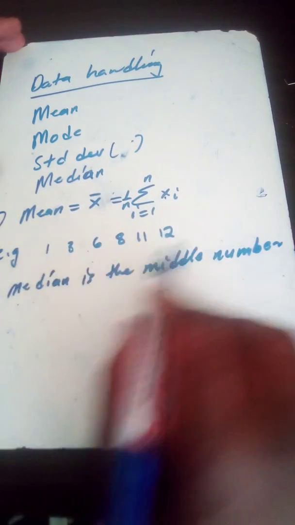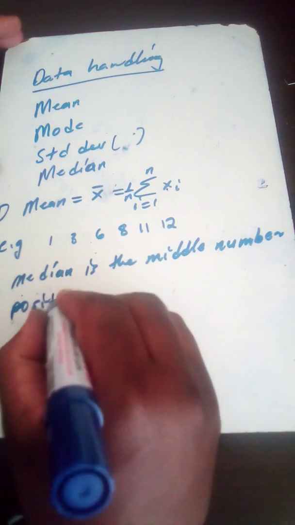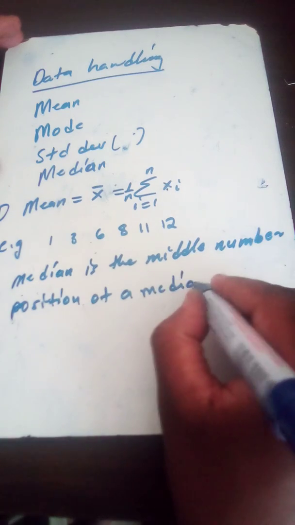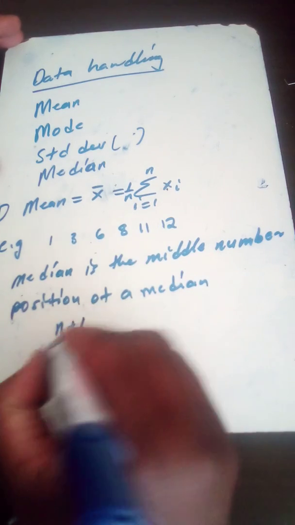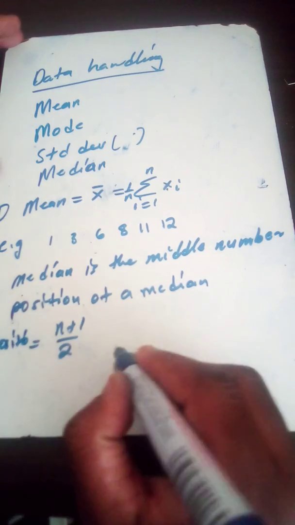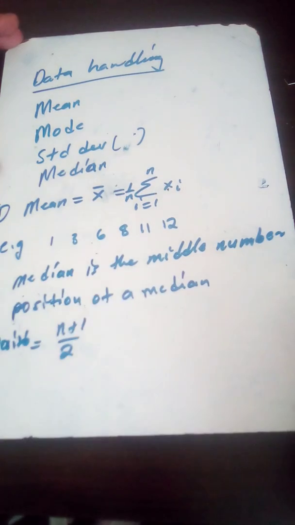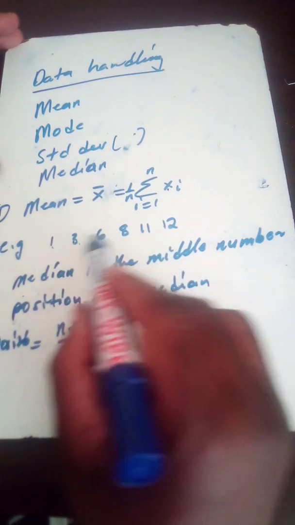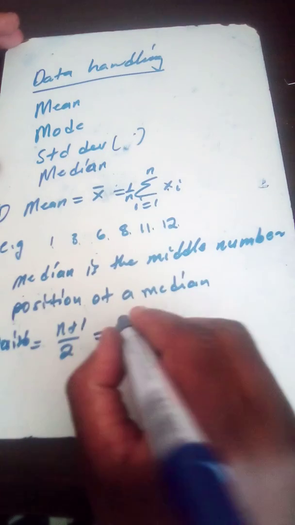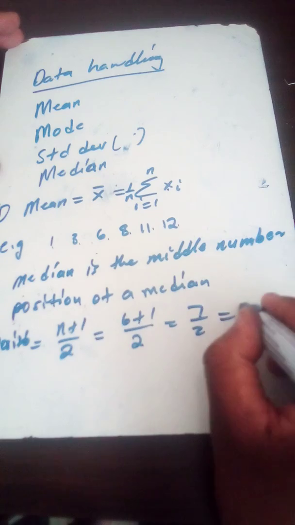Now in this data, to find the position of a median, you say n plus 1 over 2. This is to find the position of the median. You are not finding the median here, we are just finding the position. Which position is the median? For our data, we have 1, 2, 3, 4, 5, 6, so the position of the median is 6 plus 1 over 2, which is 7 over 2, which is 3.5.